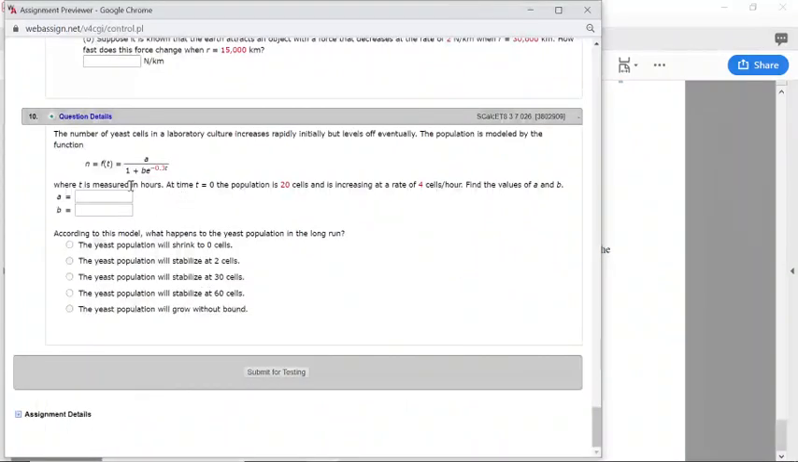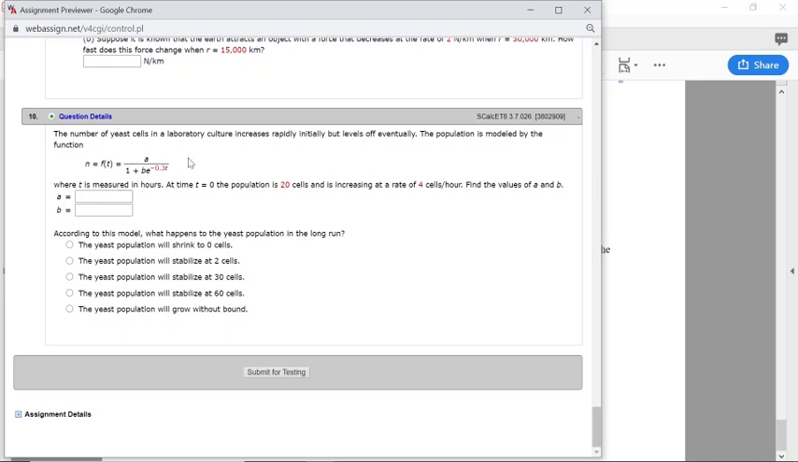This exercise down here uses a logistic growth model. Given information here that we can use to find out, ultimately here we're asked to find out what the values of A and B are. Let's see if we can interpret this. The number of yeast cells in a laboratory culture increases rapidly initially but levels off eventually. The population is modeled by this function.